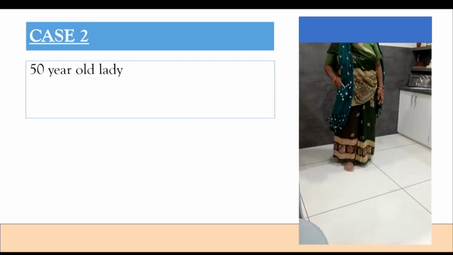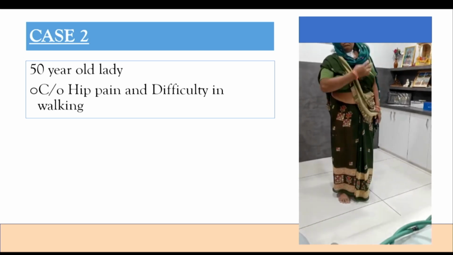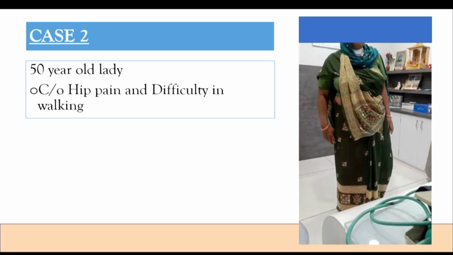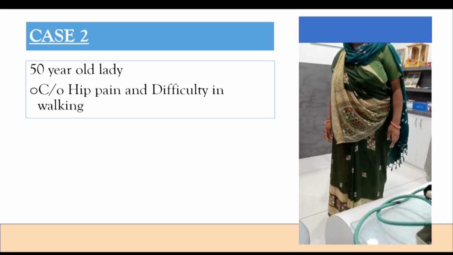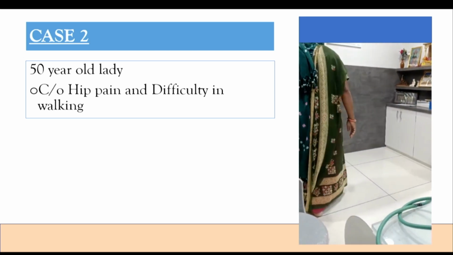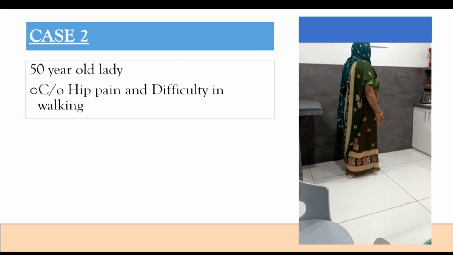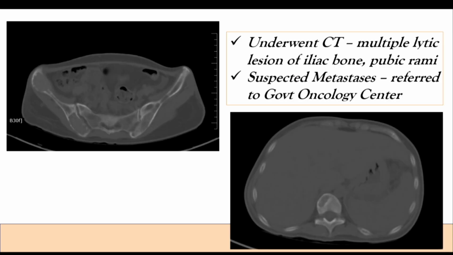Case 2, this 50-year-old lady came with a complaint of hip pain and difficulty in walking. She had this kind of limping gait for almost 1 year, and initially she took a nearby doctor consultation at Una, and then she consulted one of the orthopedic surgeons there, and he finally advised a CT scan. On CT scan, she was found to have multiple lytic lesions, as we can see here also in the vertebra and the iliac bone.